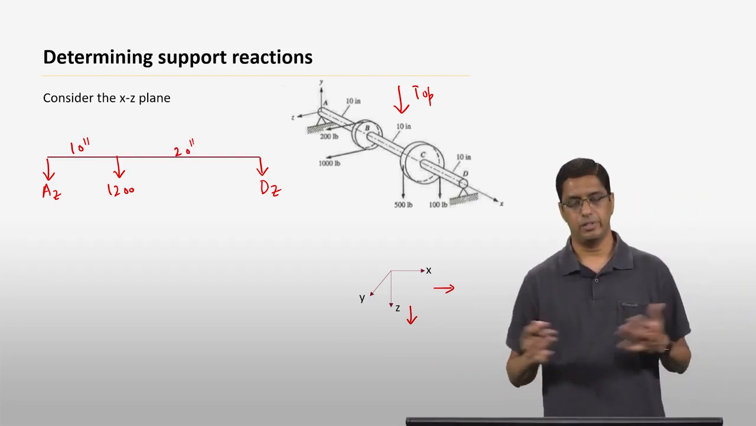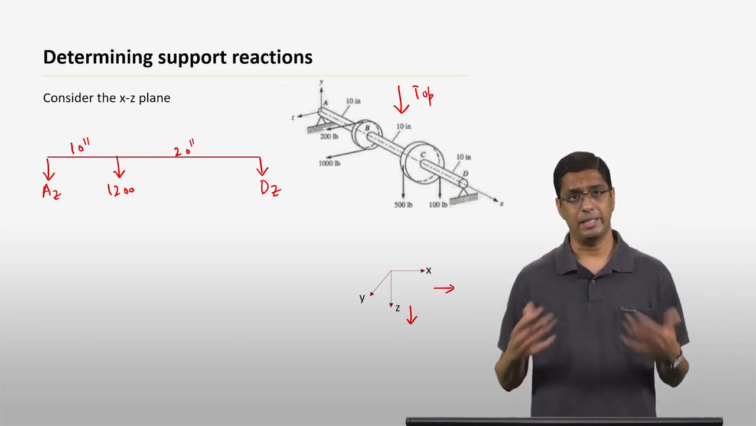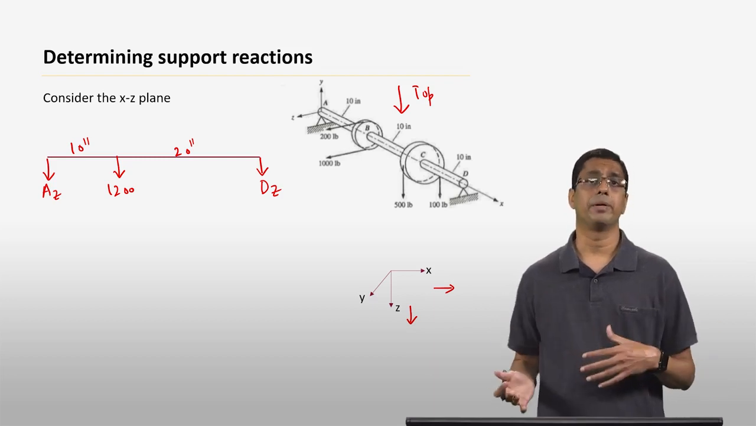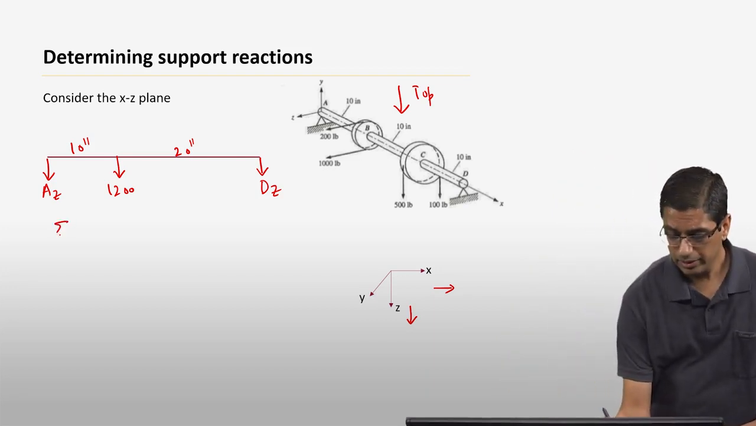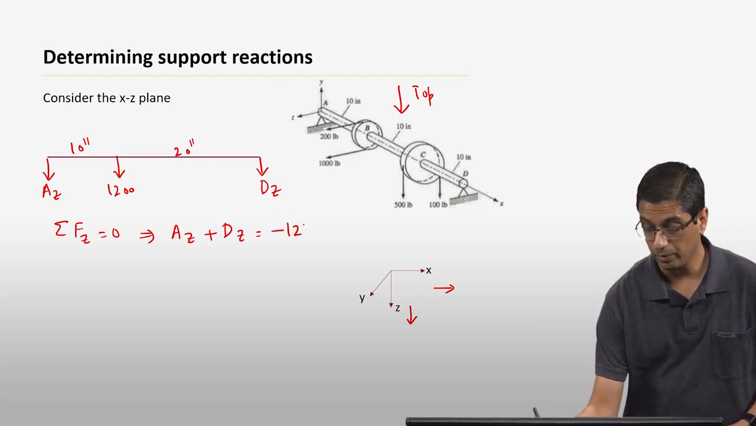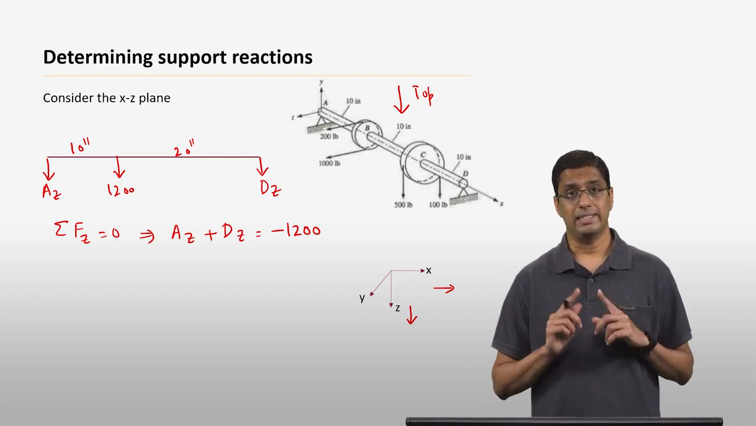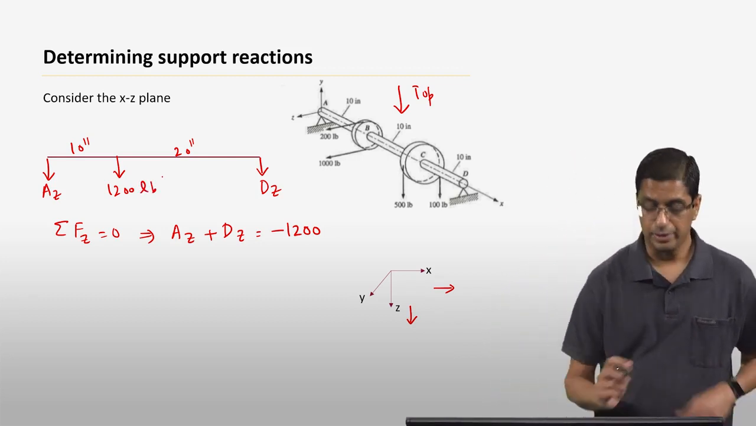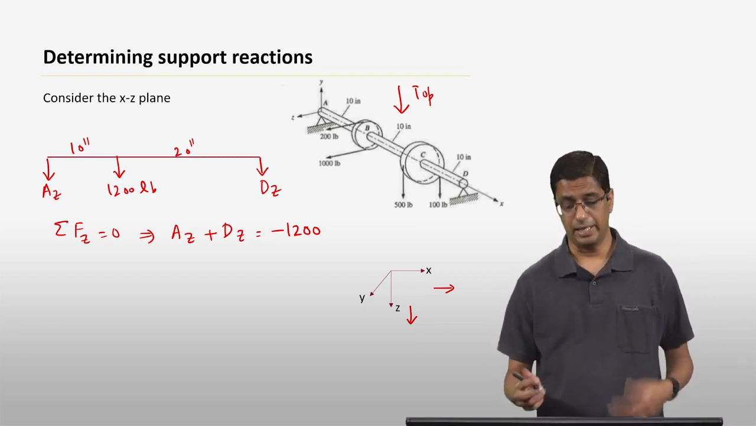Once we have constructed the free body diagram for the xz plane, we can again use force and moment equilibrium to find the reactions Az and Dz. Again, sigma Fz is equal to 0. That implies Az plus Dz is equal to minus 1200, because Az, Dz, and the 1200 pound force are all in the same direction. So you would have Az plus Dz plus 1200 equal to 0, which means that Az plus Dz is minus 1200 pounds.